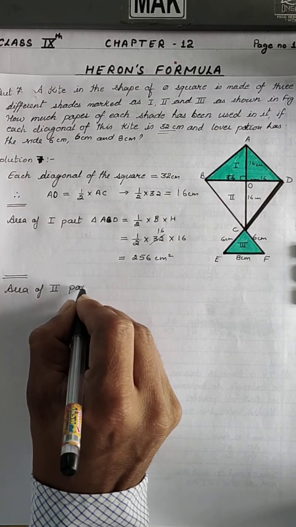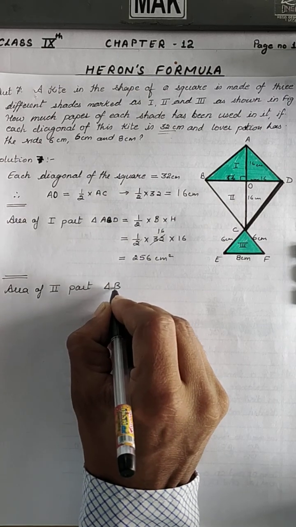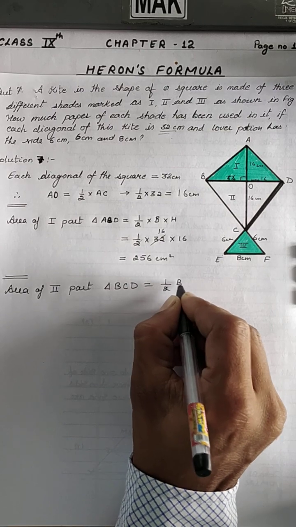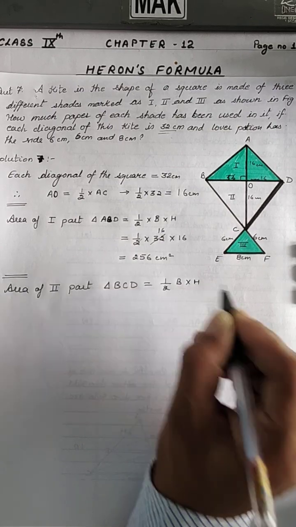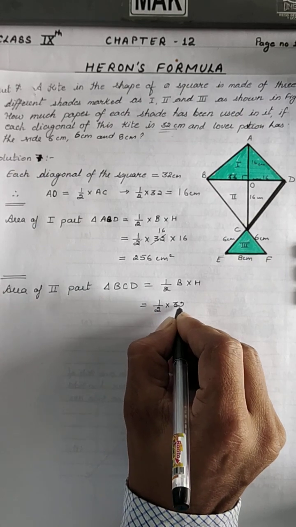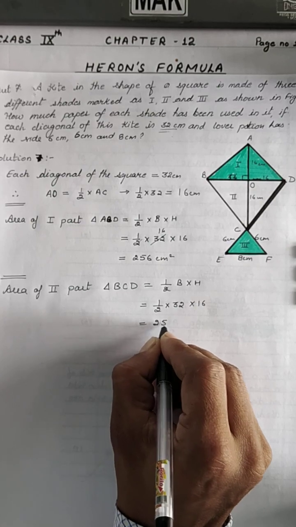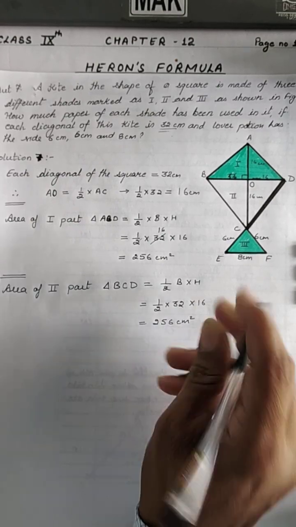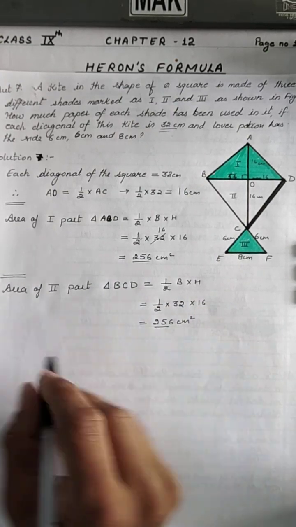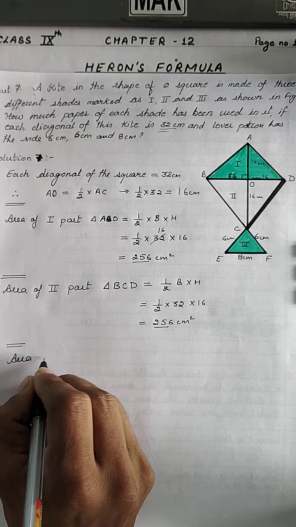Leaving one line, we will find the area of the second part. What is the second part? That is BCD. This is also half base into height, half base into altitude. Base is 32 and height is 16. Again it will be 256 centimeter square. So the first and second parts are 256 each. Is it clear?